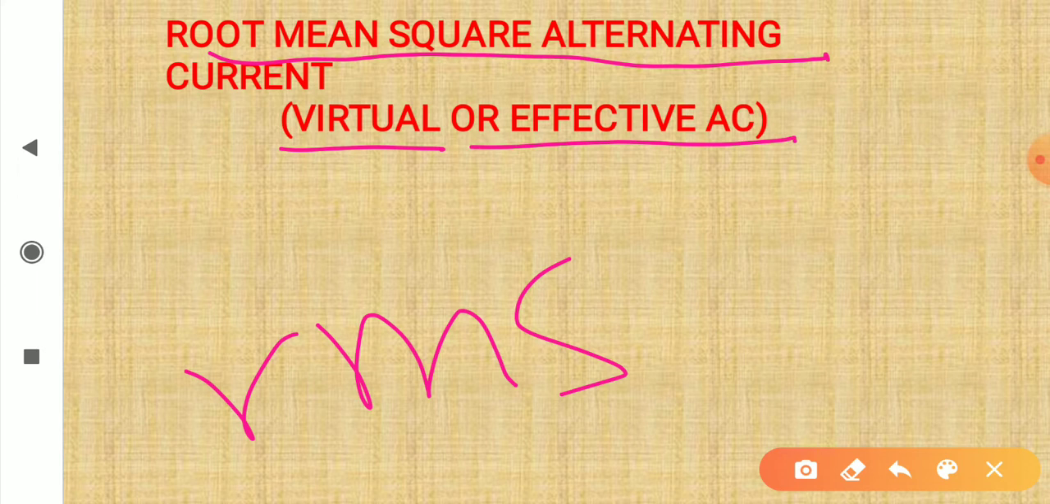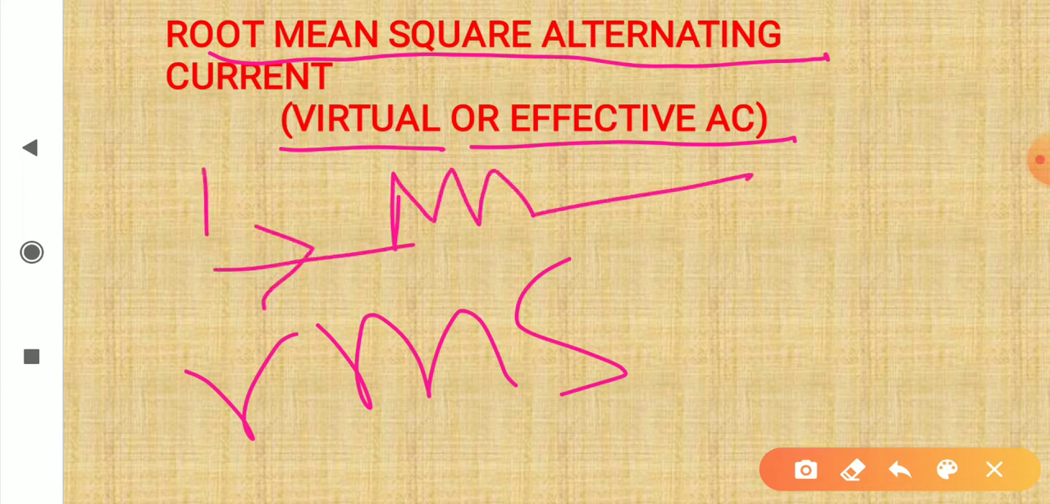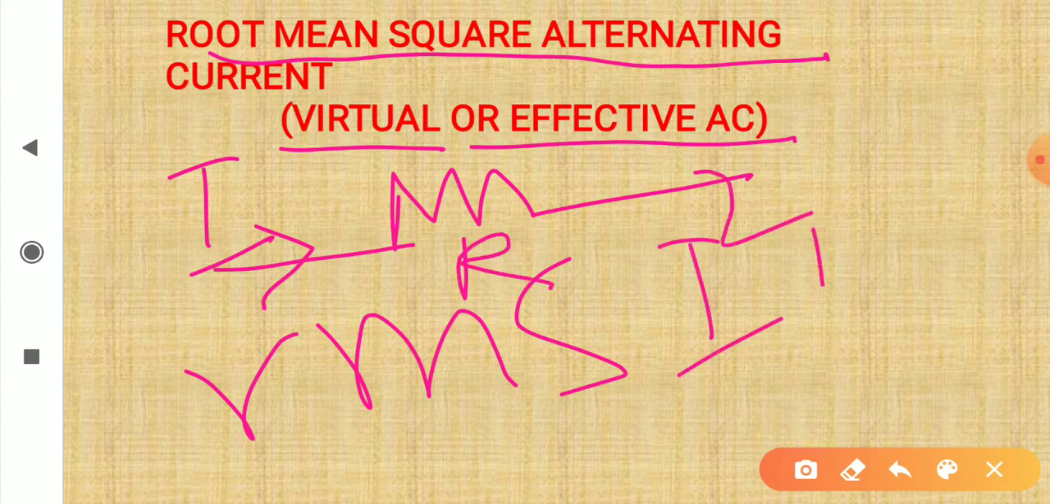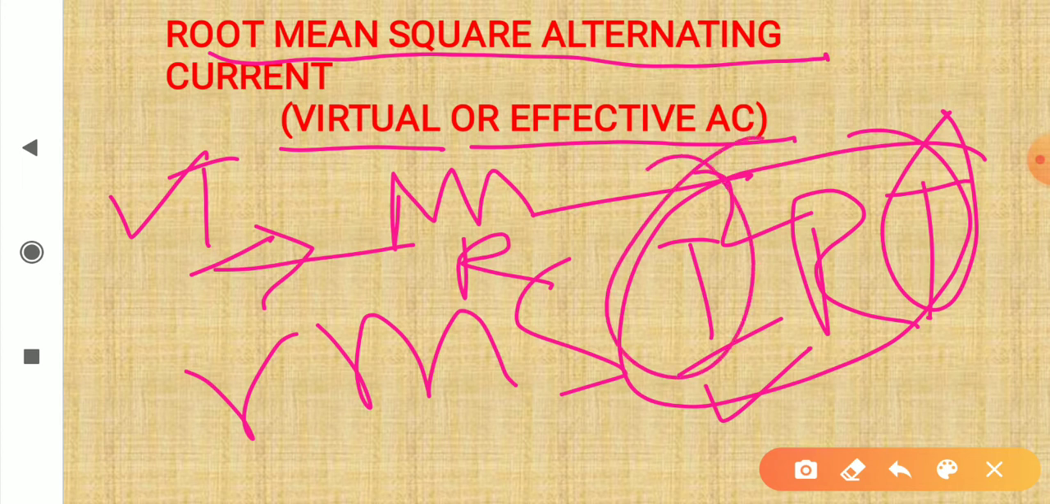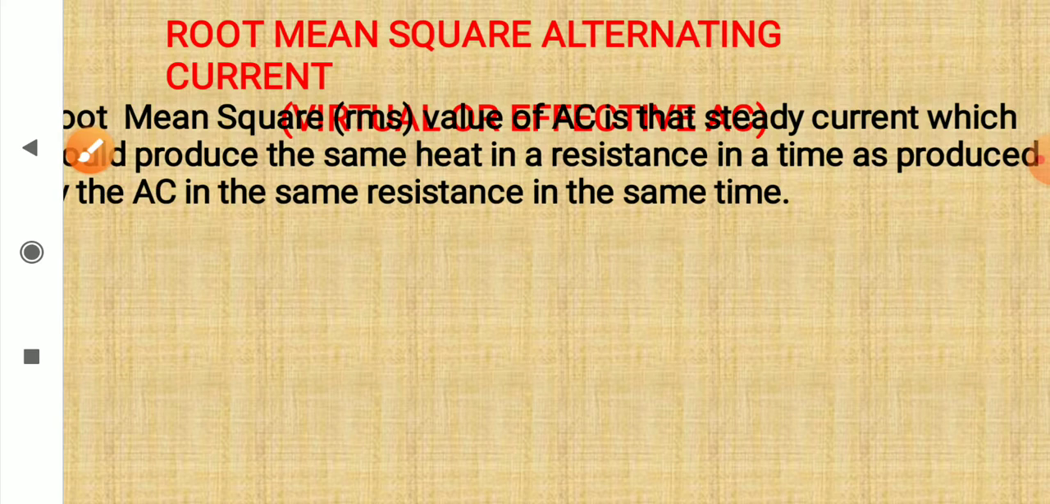See, a current always produces heating effect in a resistance. If current I is passing through a resistance R, then heat is produced, which is equal to I square R T. Now, I can be an AC current or a DC current. It is irrespective of that. So, if we can measure this heating effect given by this AC in a given time and compare it with a constant current which gives the same heating effect in the same time, then that will be called its root mean square value or RMS value. So that's how we define it.